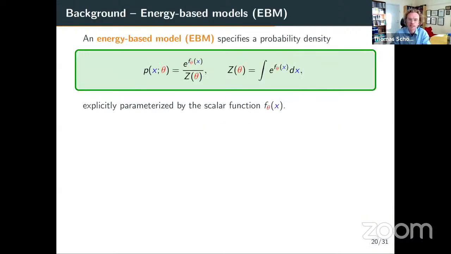And the key construction are these energy-based models, quite popular in physics, but also in machine learning for other tasks. Recently, they've been used quite a lot for generative models in an interesting way.